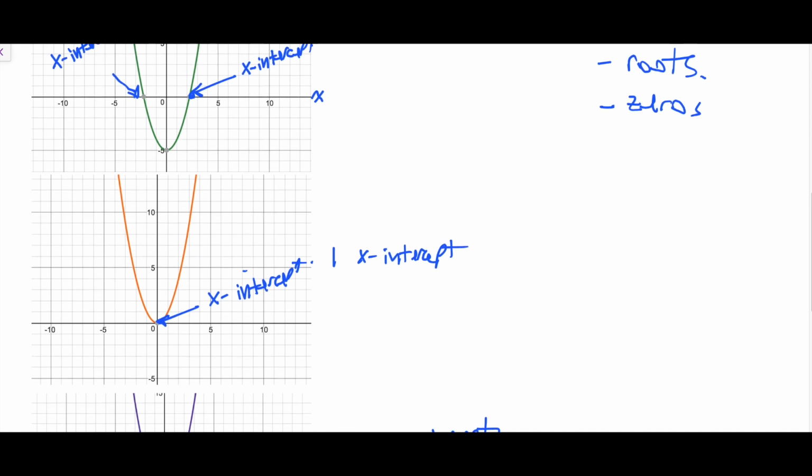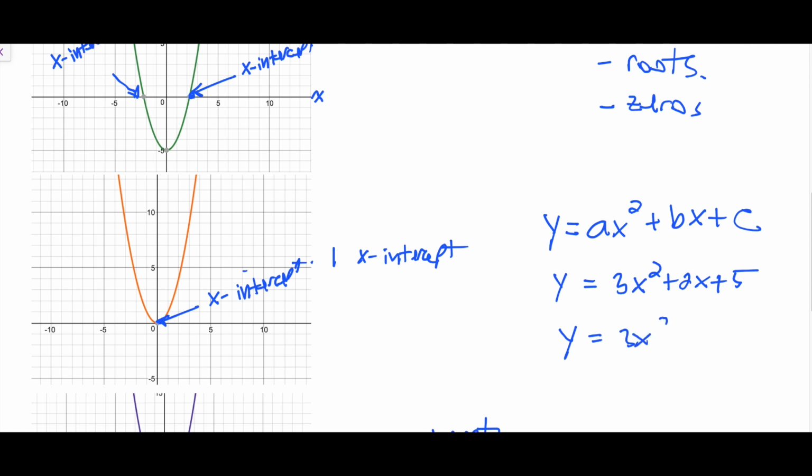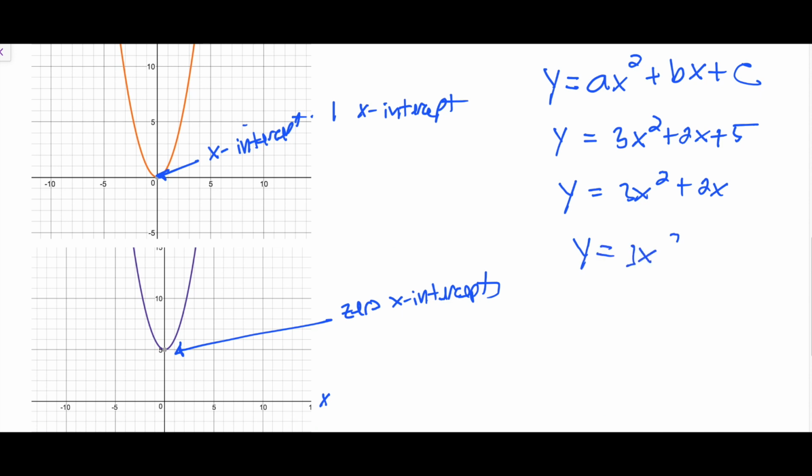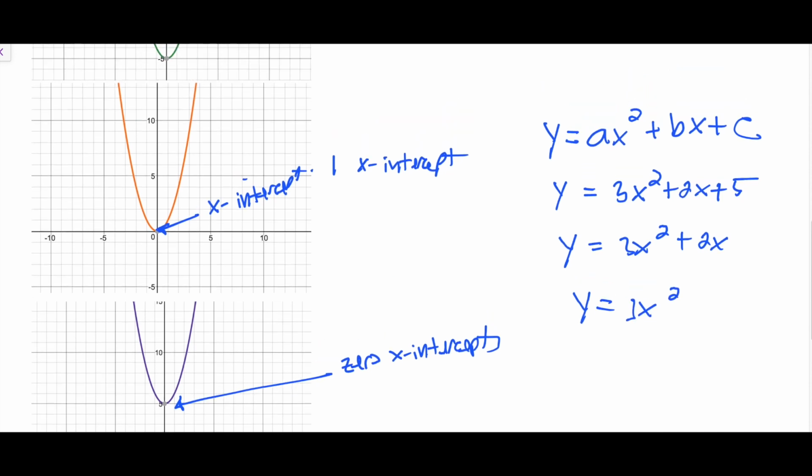Okay. The quadratic formula is based off of the general form of these quadratic equations. All right, so the quadratic formula is based off of y equals ax squared plus bx plus c. So this is a general quadratic equation. You with me? Okay. It could look like this: y is equal to 3x squared plus 2x plus 5. It could look like this: y is equal to 3x squared plus 2x. Or it could look like this: y is equal to 3x squared. These are all quadratic equations.